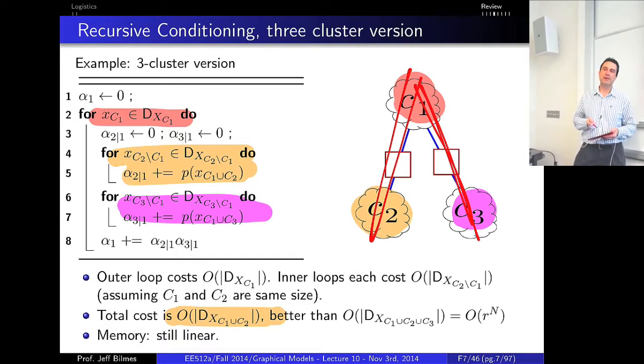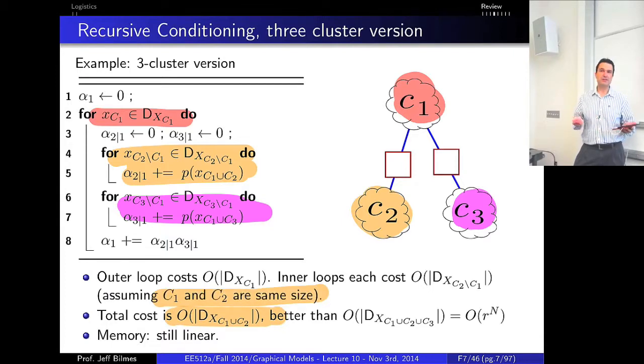Yep. So you said each inner loop costs C2 without C1, yeah, the C3 without C1. Why is C2 over C1 the biggest? Well, I'm just, for simplicity, assuming that all clusters are the same size, but they don't need to be. The complexity is exponential in the total number of variables from the root of this tree on the right, from the red to the purple. So in other words, if C3 has more variables than C2, and the intersection of C3 and C1 and C2 and C1 is the same size, then the path to C3, the purple one, would be more expensive.